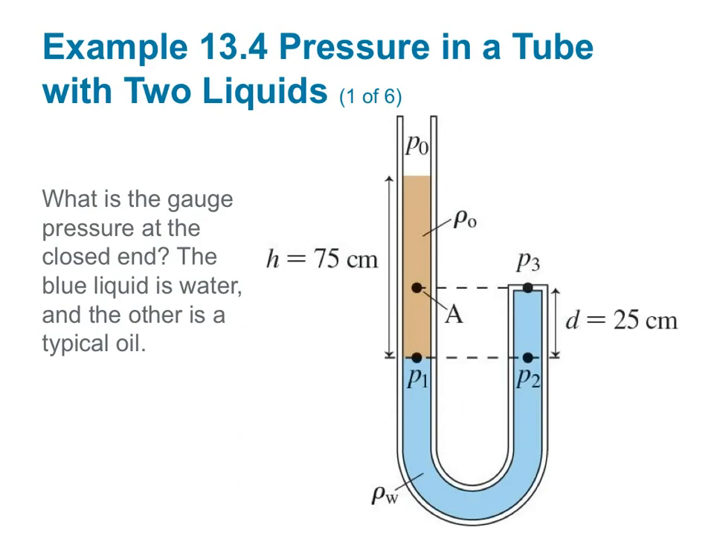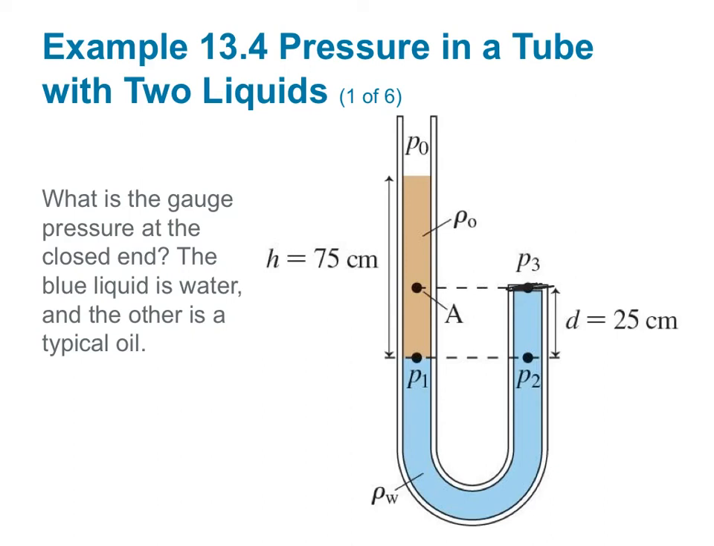And this system looks crazy, but it's really not that bad. We've got two liquids here in the same tube. One of them is going to be oil. The orangish one is oil. The blue one is water. And the question is asking for the gauge pressure at the closed end, which is once again over here.